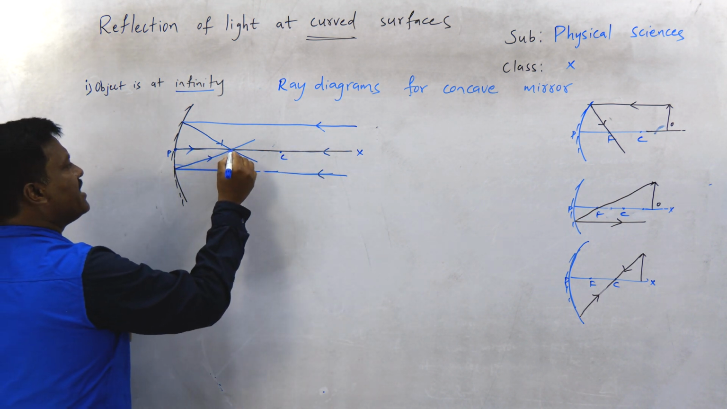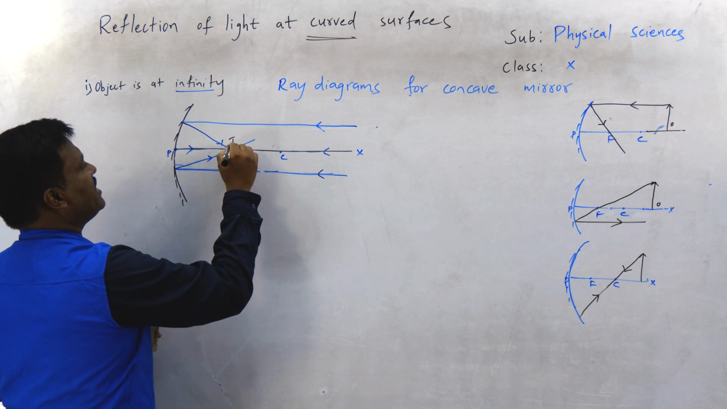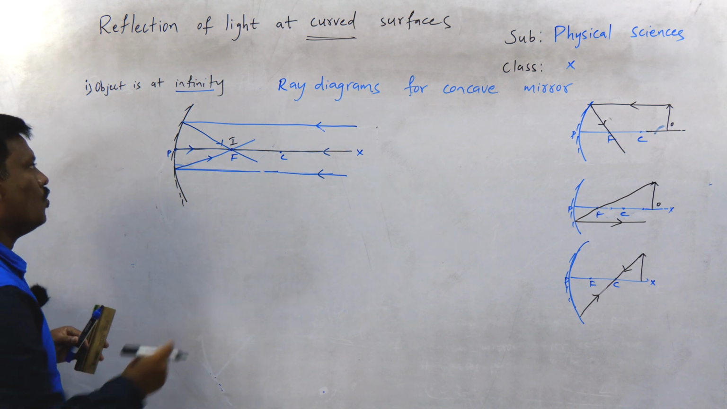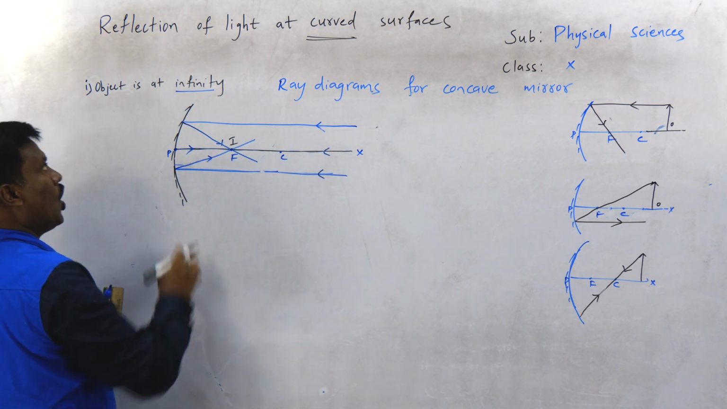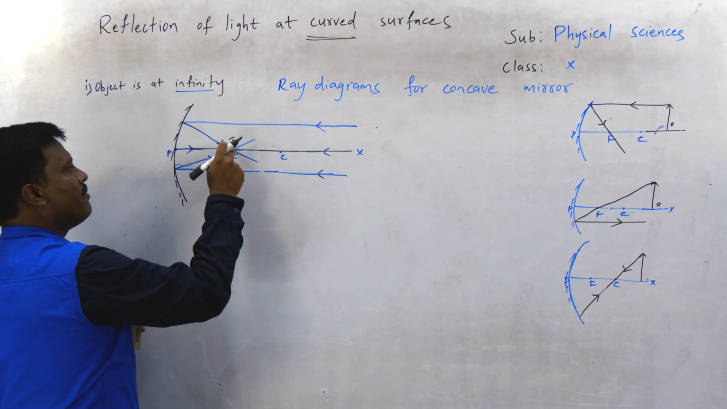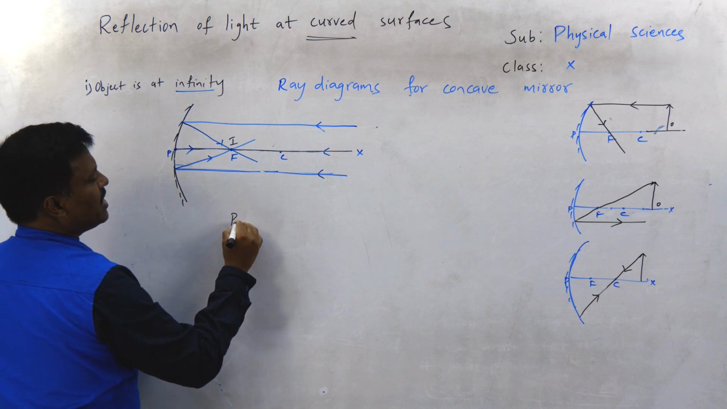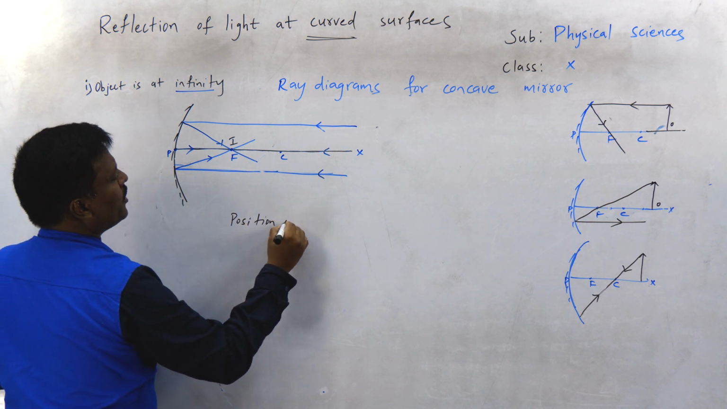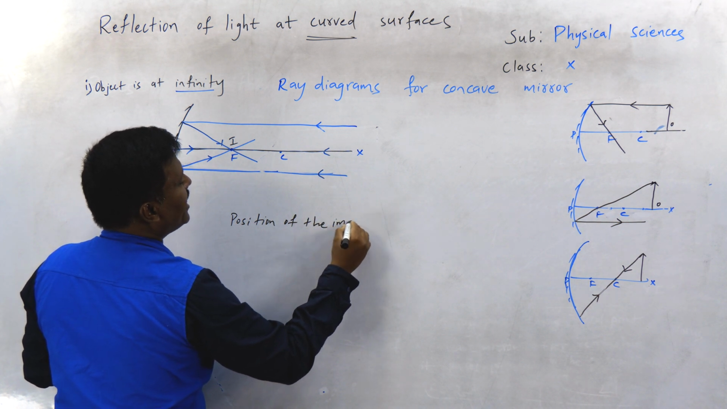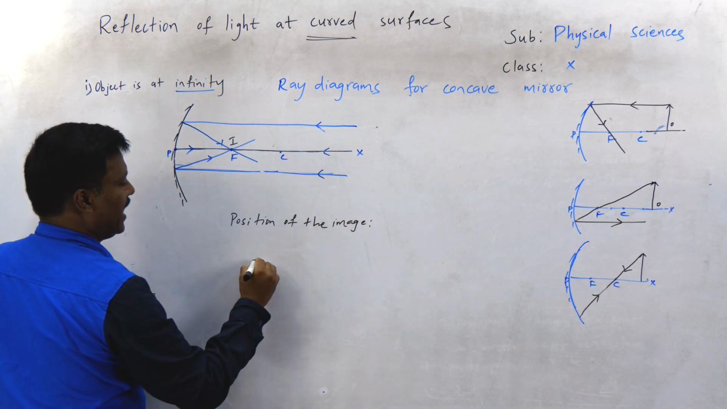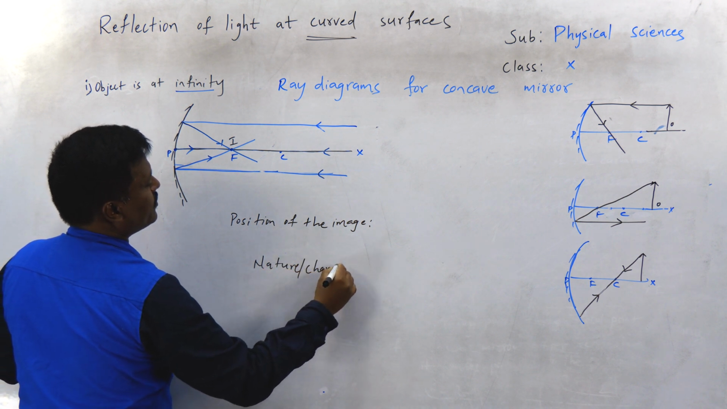Then all the light rays meet at one point. Here the image is formed. This is image. Whose image? This is the image of object which is placed at infinity. Object is at infinity, that object image is formed at the focus. Okay, so when object is placed at infinity, what is the position of the image? Where does the image form? Position of the image and also nature or characteristics.